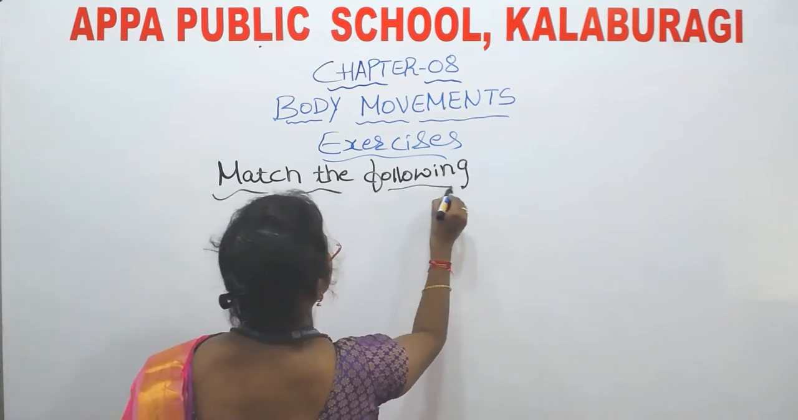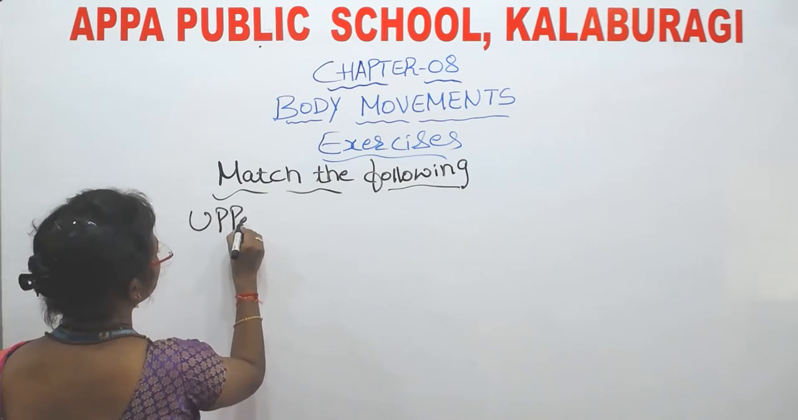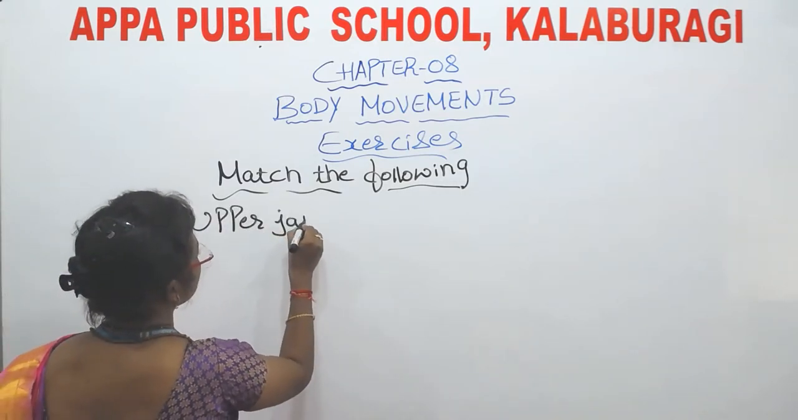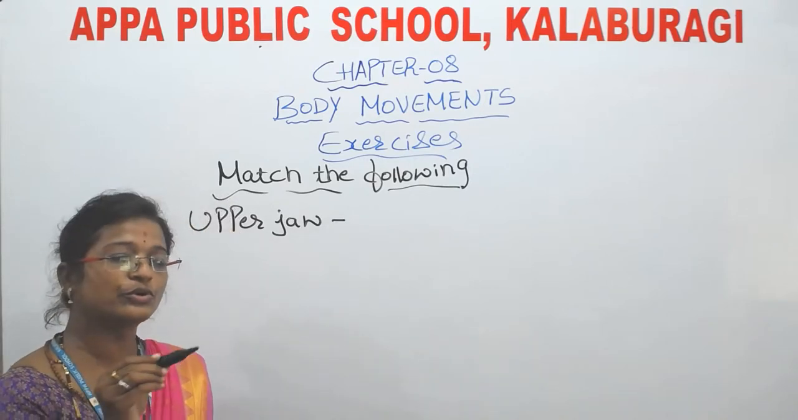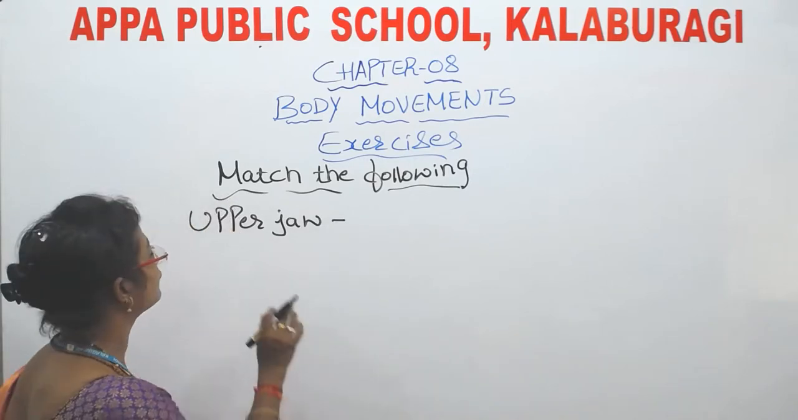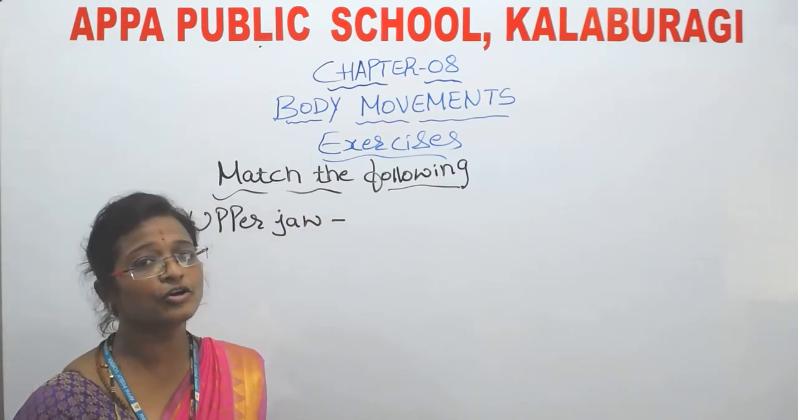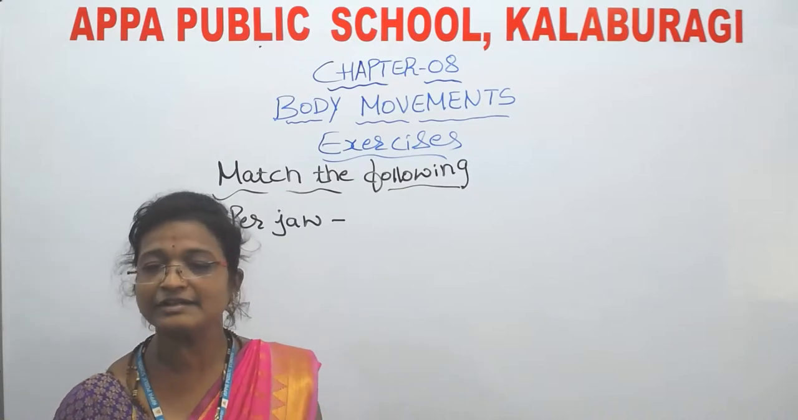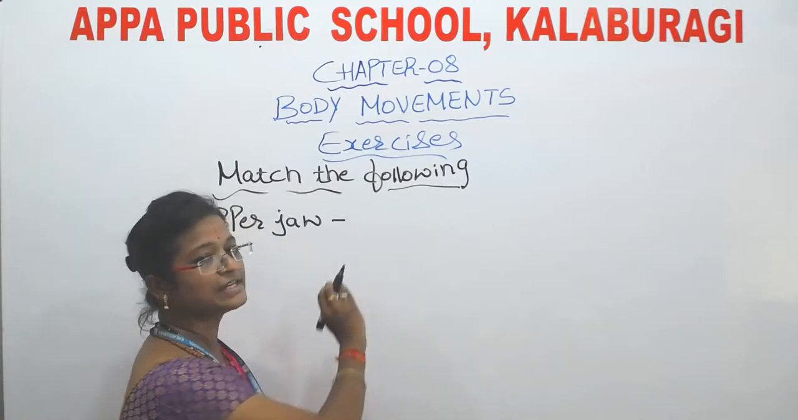Match the following. So the first question is upper jaw. Even if there are more than one option, you can join, isn't it? It is not like for one question only one answer you can match. More than one also you can match. Just see your textbook and try to match. So here I directly write the answers in front of these questions.